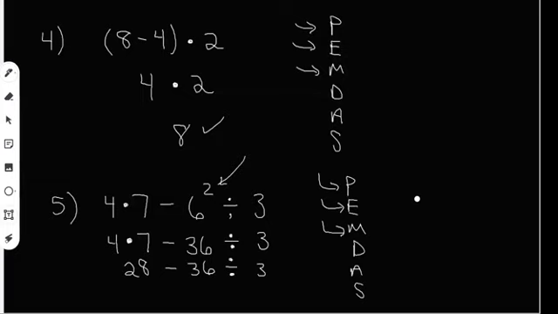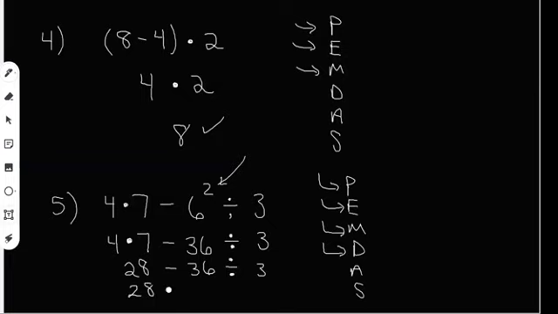So now we're done with multiplying. Now we move on to division. That's the next thing we're going to do. So what can we divide? Well, I've got a 36 divided by 3. We can do that. 36 divided by 3 is 12.